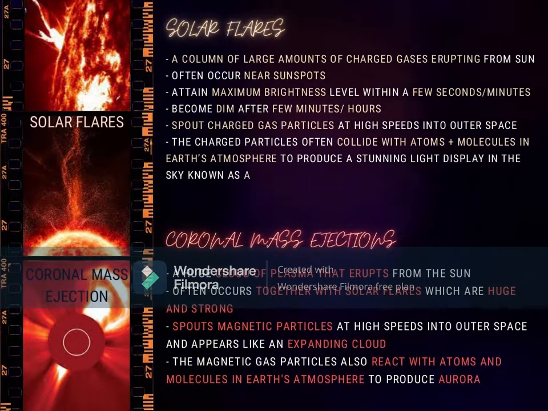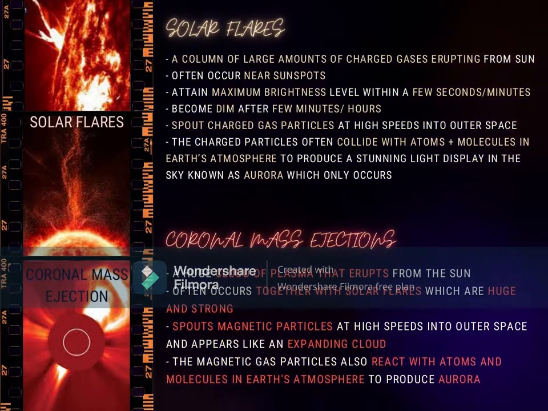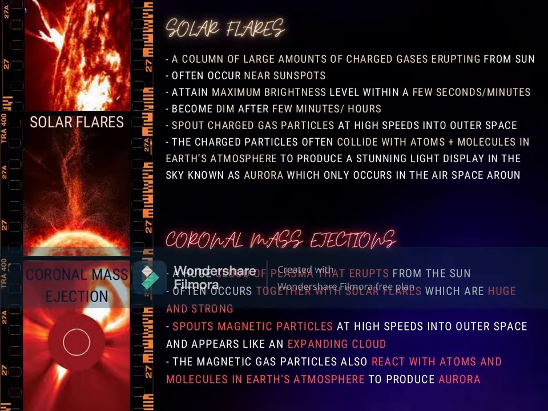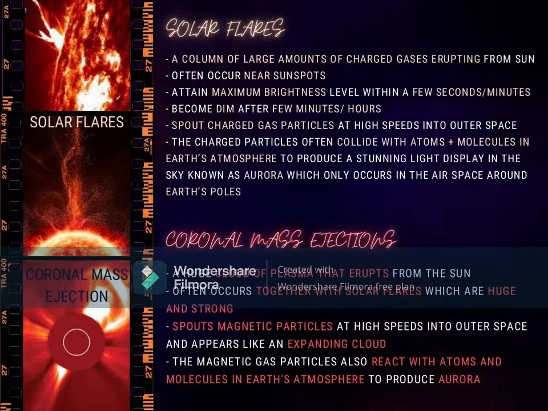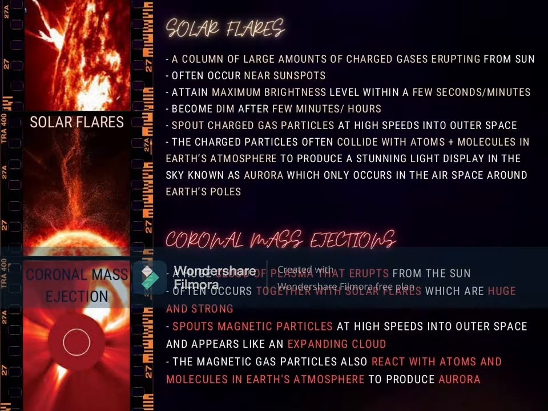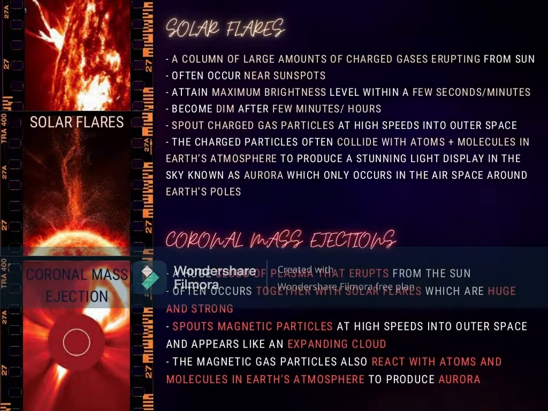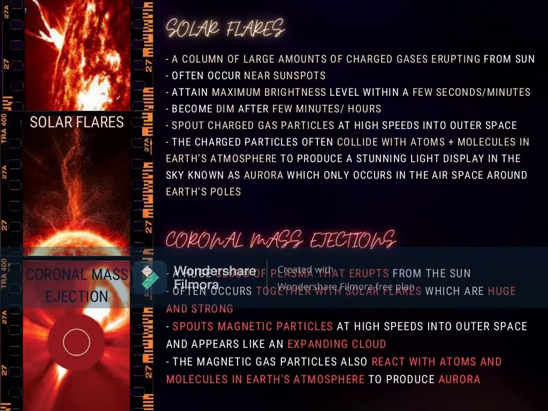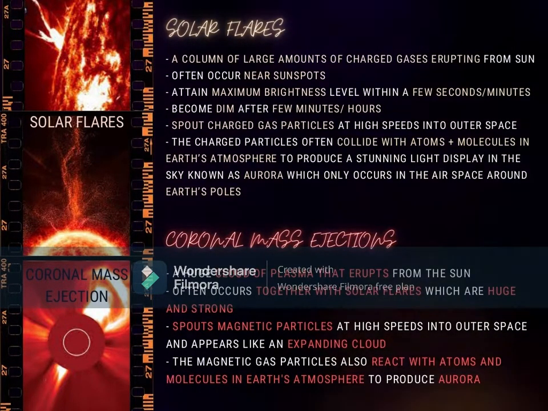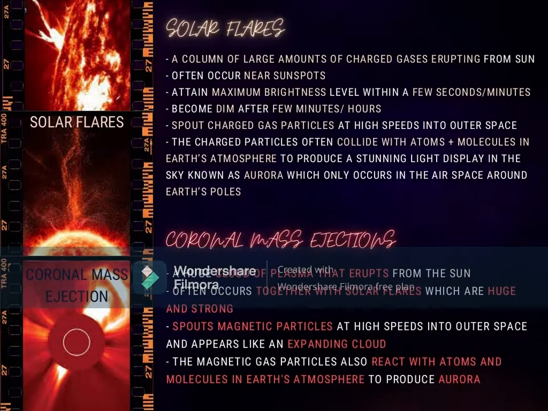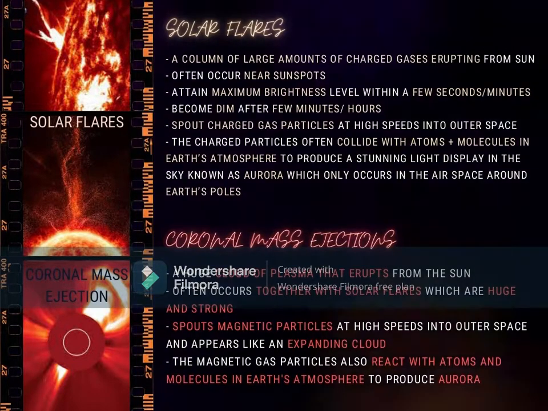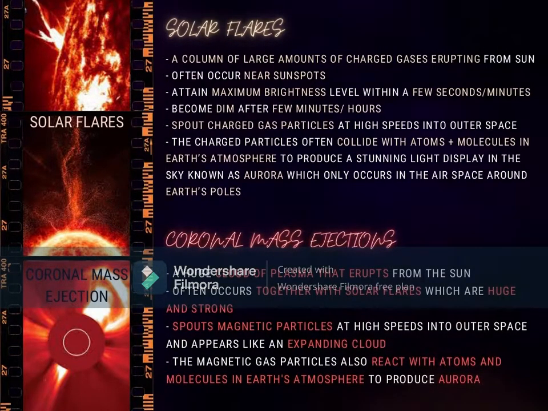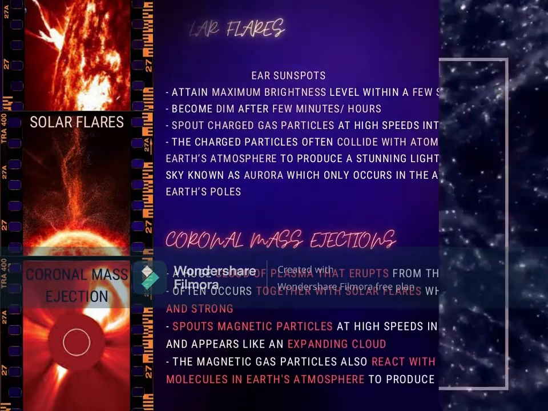Number 5 is coronal mass ejection. Coronal mass ejections are a huge cloud of plasma that erupts from the sun. Coronal mass ejections often occur together with solar flares, which are huge and strong. The coronal mass ejections spout magnetic particles at high speeds into outer space and appear like an expanding cloud. The magnetic gas particles also react with atoms and molecules in Earth's atmosphere to produce aurora.